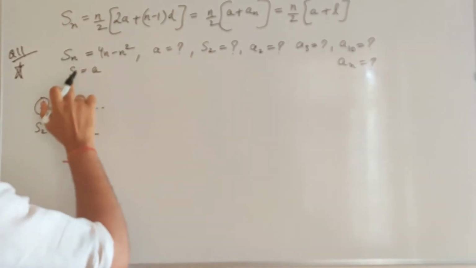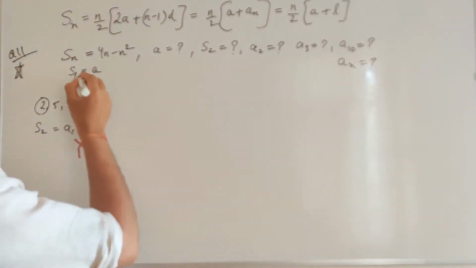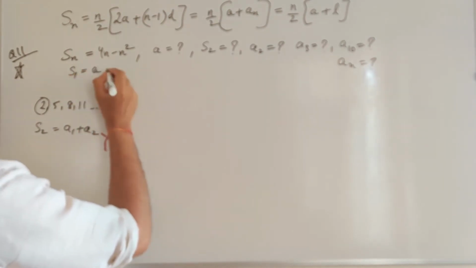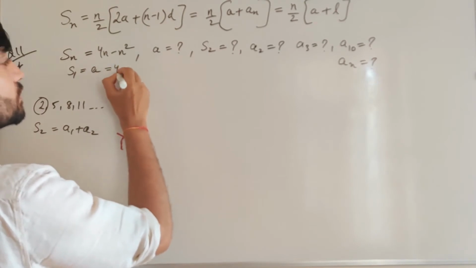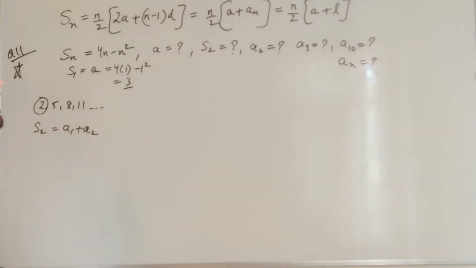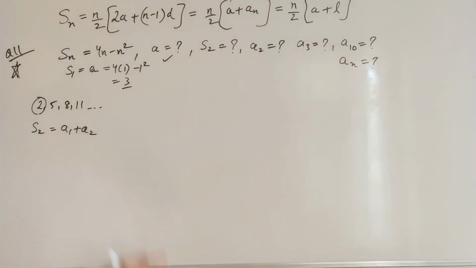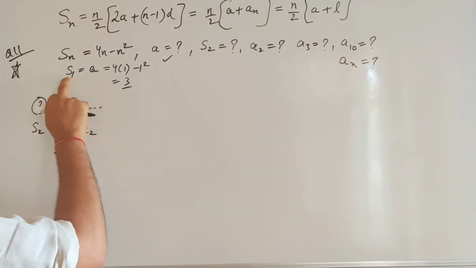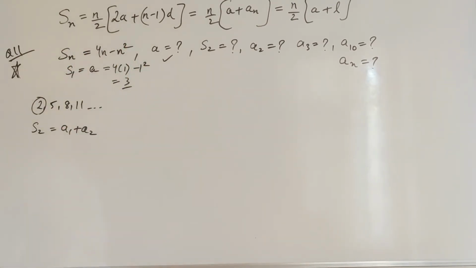So when I substitute n equals 1 here, I'll get the first term. So S1, which is going to be the first term, what is it? So 4 into 1 minus 1 squared. So 4 minus 1 gives you 3. So that's your answer, first part. The a value is 3. S1, which is nothing but a, the first term, gives you 3.